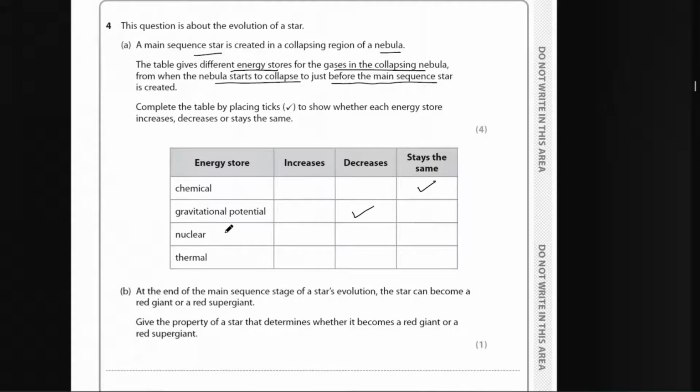What about nuclear energy? Since a fusion reaction hasn't started yet, the nuclear energy wouldn't change either. Chemical energy and nuclear energy don't change. What happens to the thermal energy? As the particles collapse towards the center, they gain more and more speed, and this increase in speed increases the thermal energy. So a decrease in gravitational potential energy results in an increase in kinetic energy of these particles, or thermal energy.